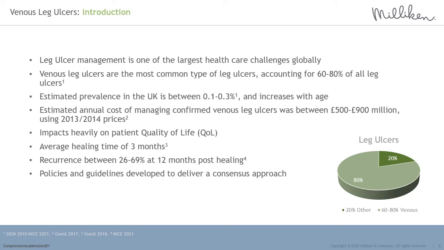The true cost of venous leg ulcer management, however, is still largely unknown and is described by leaders in the field as being significantly underestimated and significantly underreported in the literature. In 2017, Guest estimated the annual cost of managing a confirmed venous leg ulcer in the United Kingdom as being between £500 to £900 million. This was using 2013 to 2014 prices. Today, these figures alone would be significantly higher.